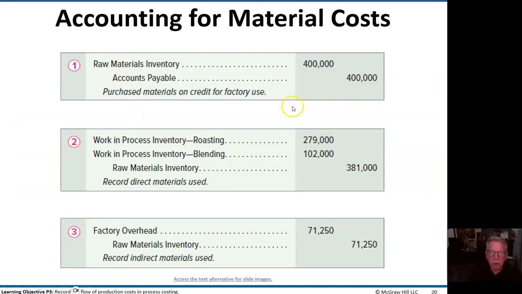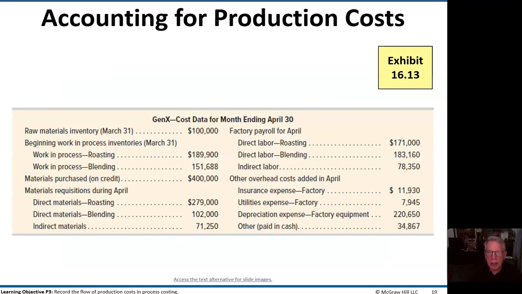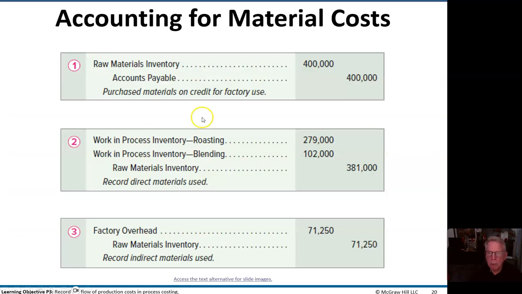So if we look at the journal entries, some of these are relatively straightforward. We buy $400,000 worth of raw materials inventory. And you can see that number here, the total of our beginning raw materials plus our work in process roasting and blending, 400,000. Now, we're going to move these out of raw materials inventory and into work in process inventory for roasting and blending. This is going to be direct materials, they're going to go into work in process inventory here. But we also have some indirect materials that go into the factory overhead here and here. So again, we're pulling that out of raw materials inventory in both situations here and putting it into the plant floor, the work in process.